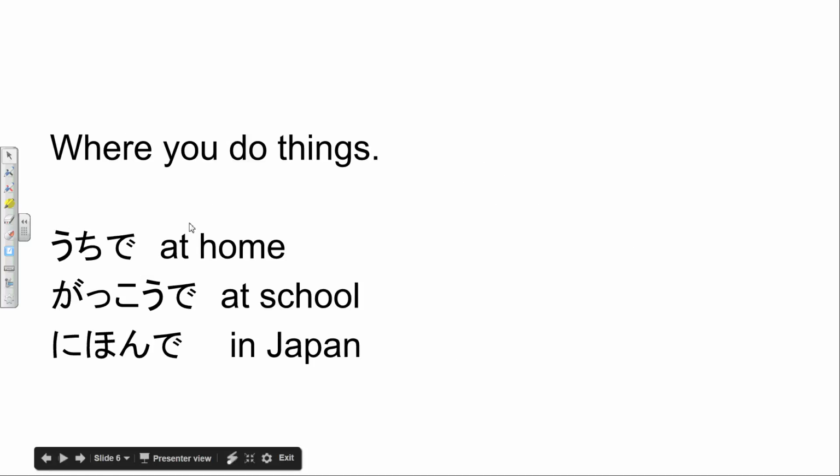Places where you do things. Uchi, gakko, nihon. These are 3 places. If you're going to talk about doing something confined within this space, you use the particle de for each one.